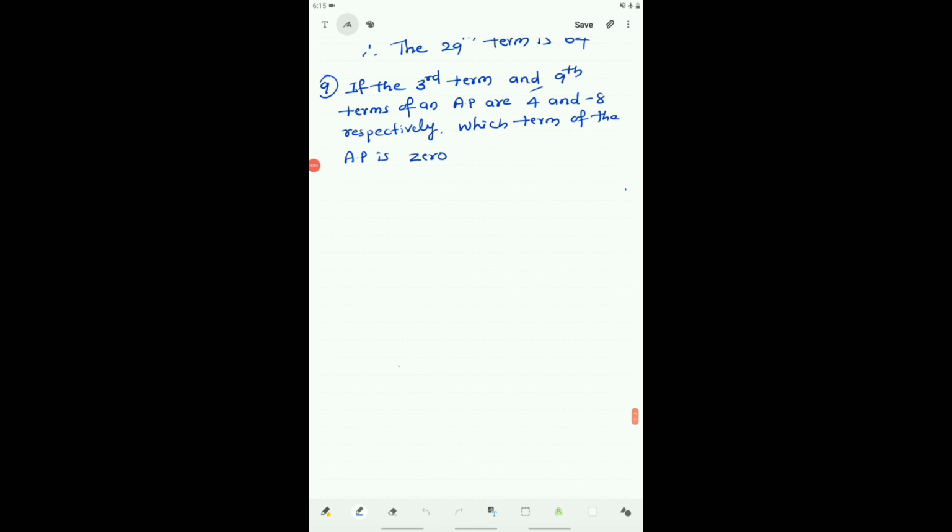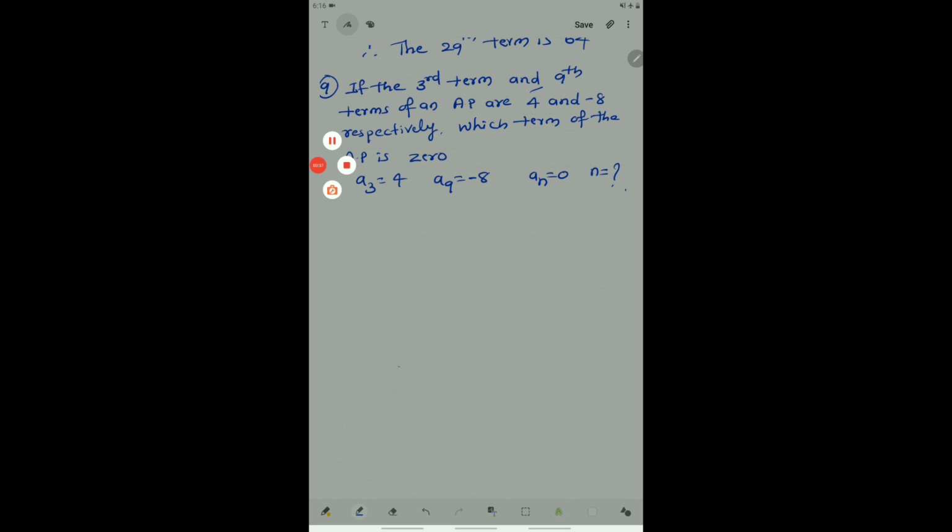In the 9th question, the third term and 9th terms of an AP are 4 and -8 respectively. Which term of the AP is 0? Here the third term is given, that is A3 is equals to 4 and A9 is equals to -8. Let us consider the nth term is 0, that is An is equals to 0, and we have to find out n. That is n is equals to question mark.